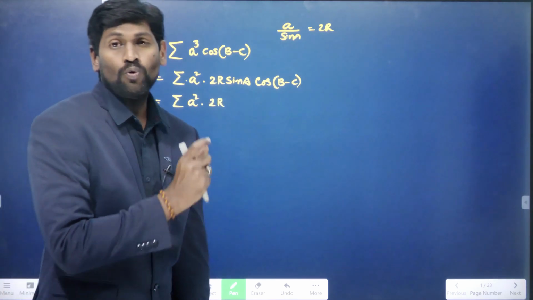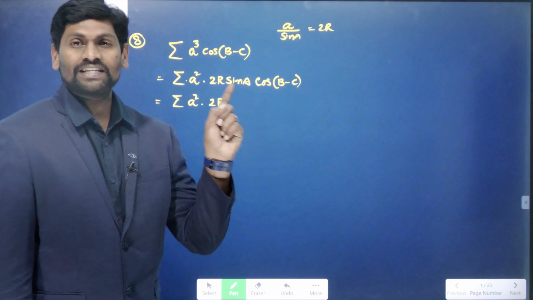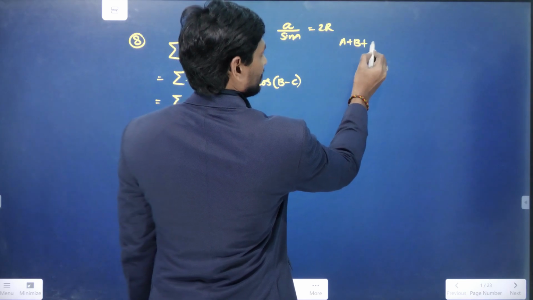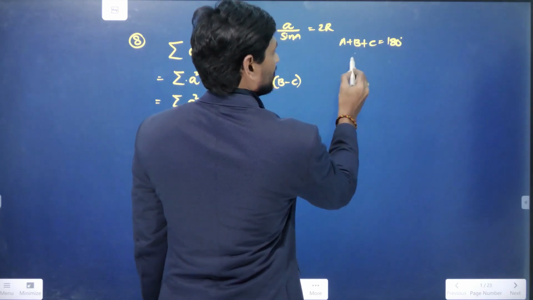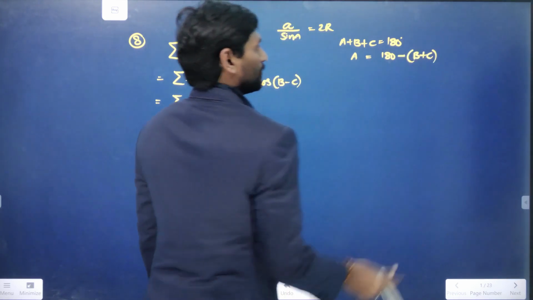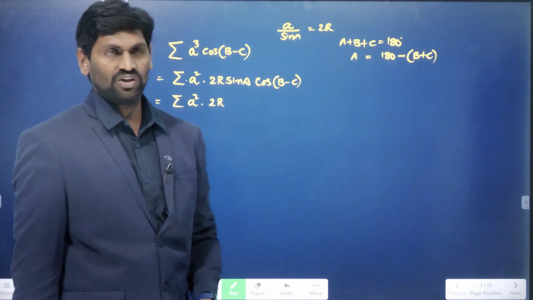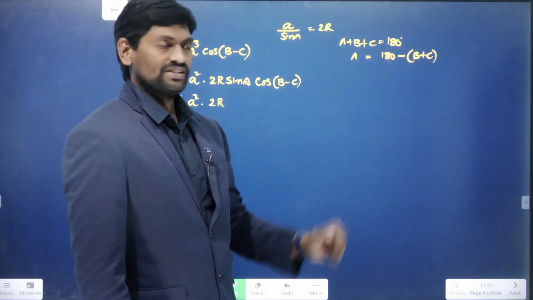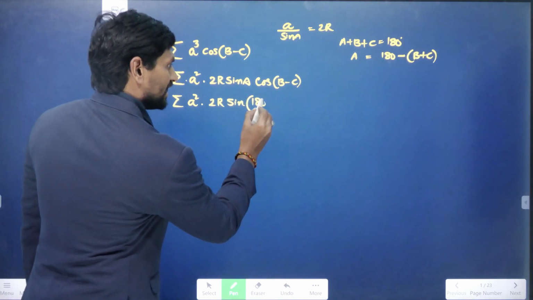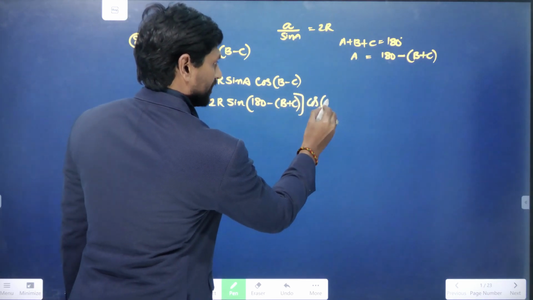Now a I can write as 180 minus (b plus c), because in a triangle, a plus b plus c, the sum of three angles, equals 180 degrees. And a is equal to 180 minus (b plus c). That means when you transpose, plus b becomes minus b, plus c becomes minus c. So in the place of sin a, I can write sin(180 minus (b plus c)), and cos(b minus c).